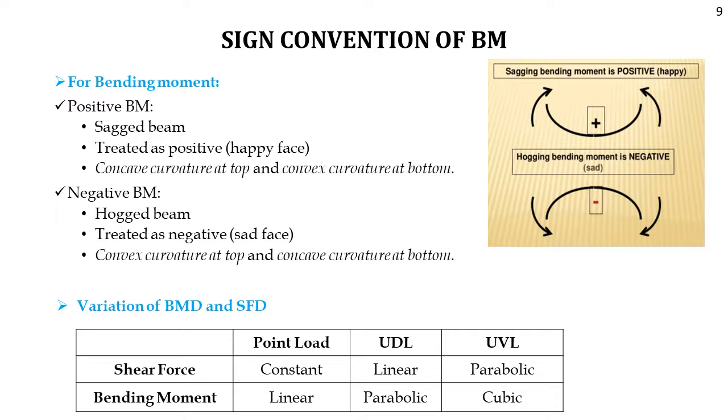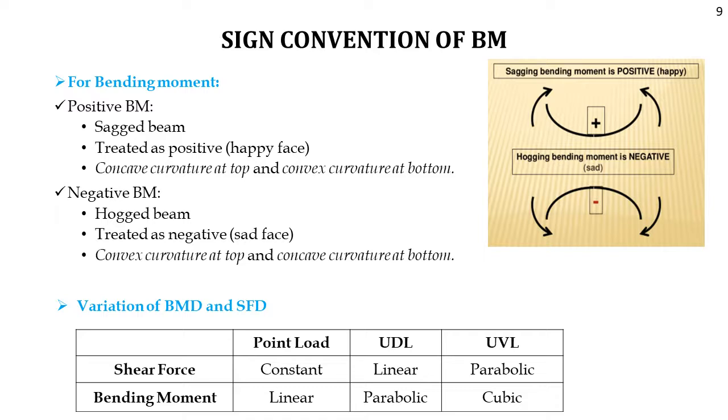To avoid confusion, we can remember the concept like this, as you can see from the figure. If the sagging bending moment is there, then it is like a happy face, that is positive. If we consider the hogging bending moment, then it is like a sad face and that is negative.